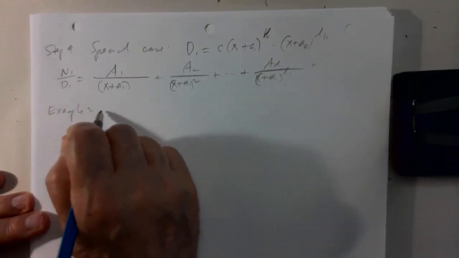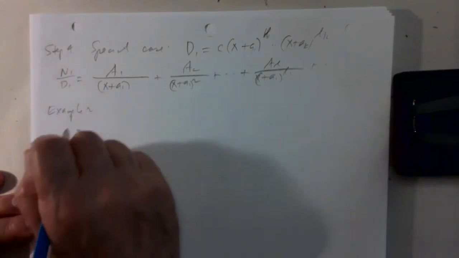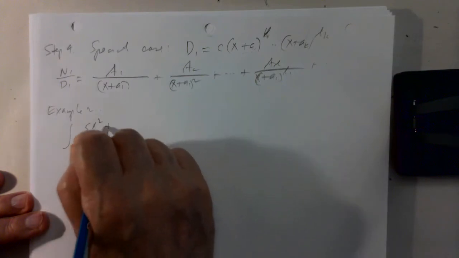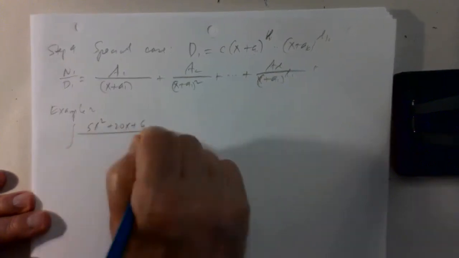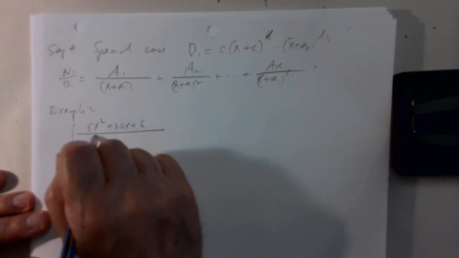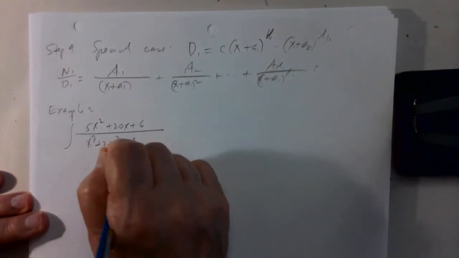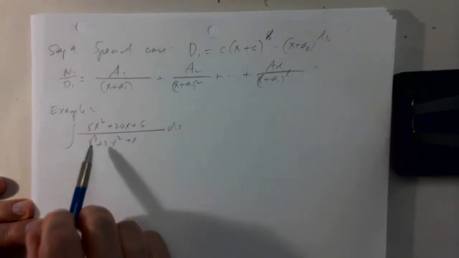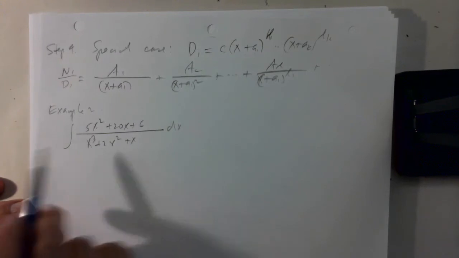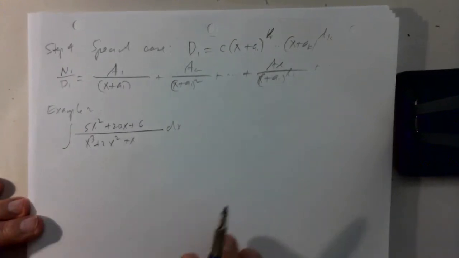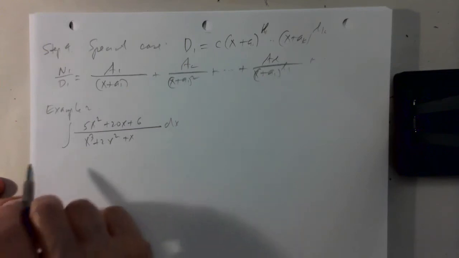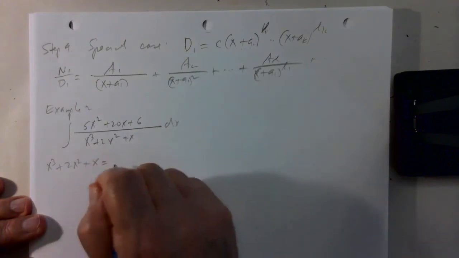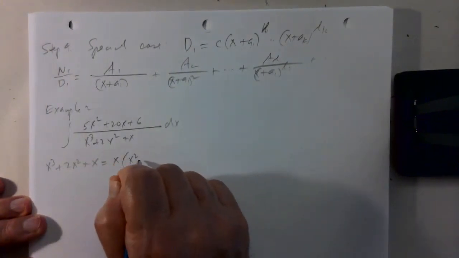This is example 2. We have the integral of 5x squared plus 20x plus 6 over x cubed plus 2x squared plus x dx. So the degree of the numerator is 2, the degree of the denominator is 3, which is bigger, so we don't have to do any long division, but we do have to factor the denominator. x cubed plus 2x squared plus x. We can factor out an x.